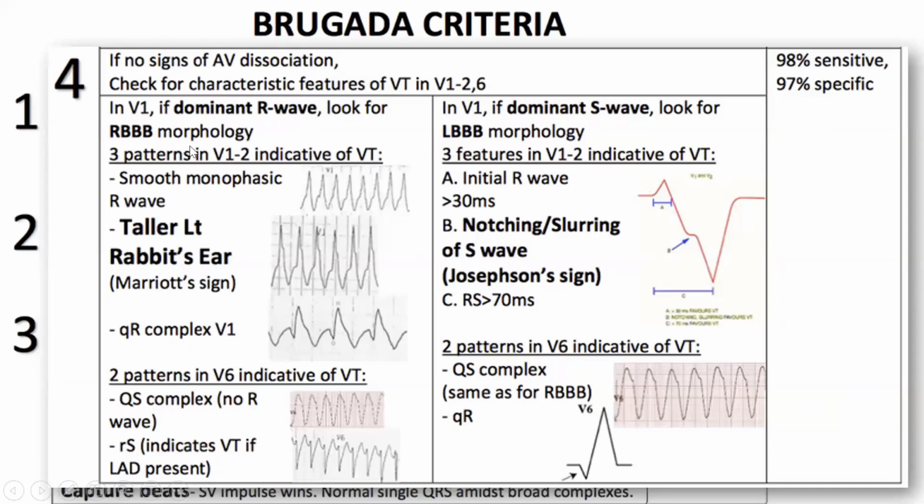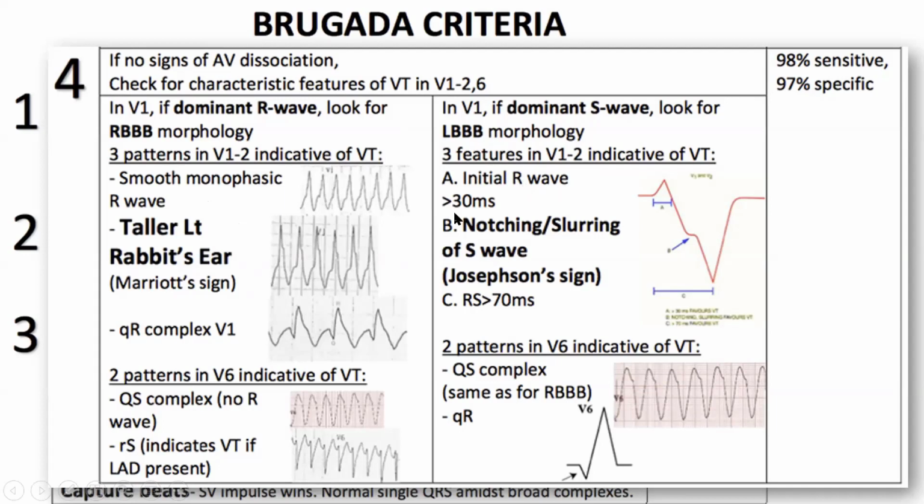So it is VT if it has right bundle branch block morphology, that's monophasic R waves or QR complex in V1. These are not typical of the right bundle that we know, so it is a VT. The idea of this is, we know the typical left bundle, we know the typical right bundle. If it is not like the typical we know, that's a VT.